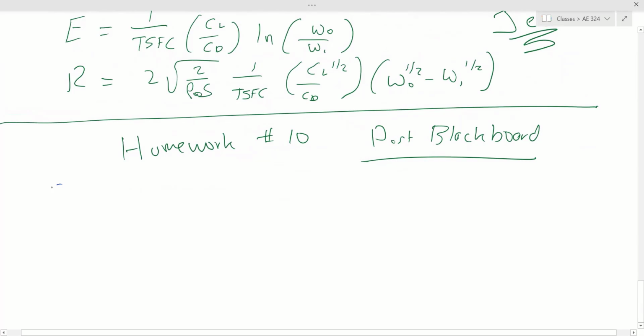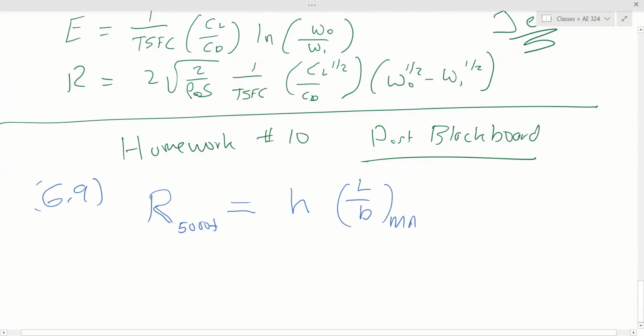So 6.9 is no problem whatsoever because you're trying to calculate the range of a glider from 5,000 feet. And so you simply multiply the altitude times L over D max, because that gives you the tangent, the angle that goes into that formula.